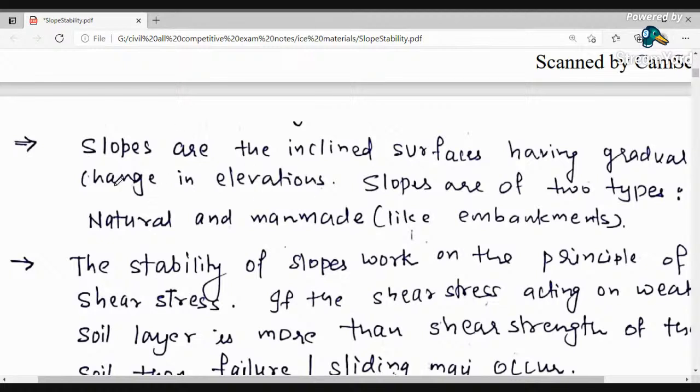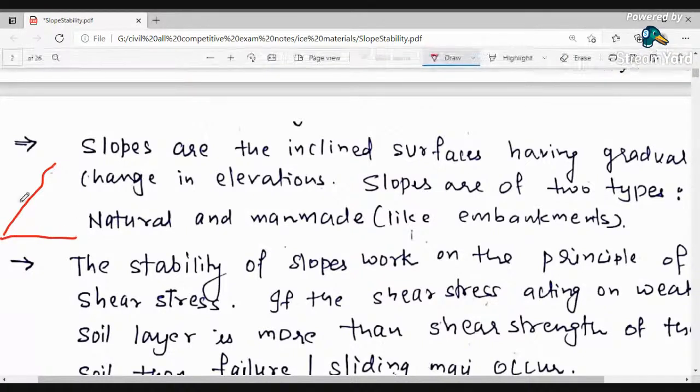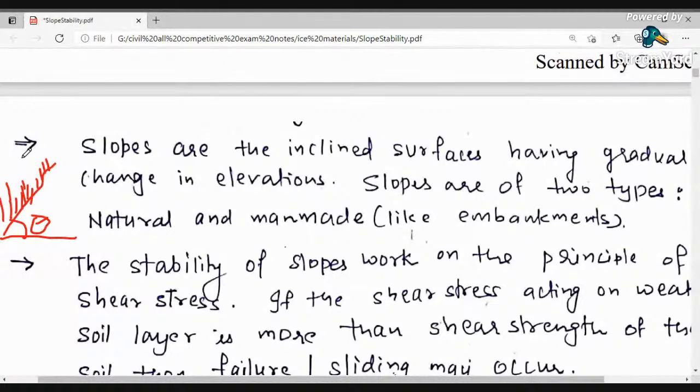So a natural slope is basically an inclined surface. Suppose you have an embankment and here you are making some angle theta with the horizontal. Suppose there are some soil particles. So this particular structure is nothing but the slope. Okay, a slope always has an inclination. What is inclination? The inclination is basically the gradual inclination. So we have some natural slopes and some man-made slopes.